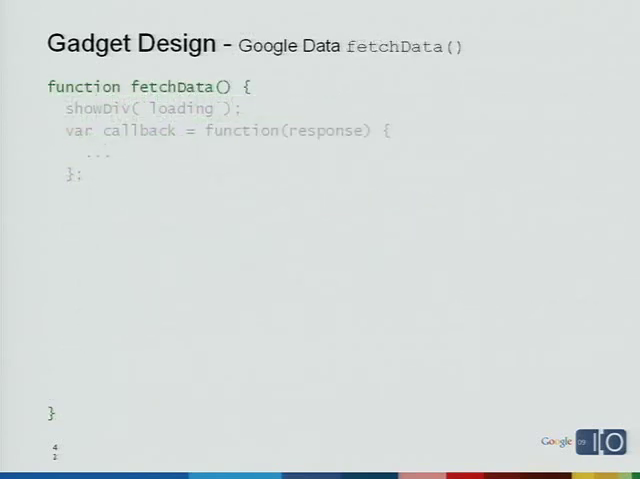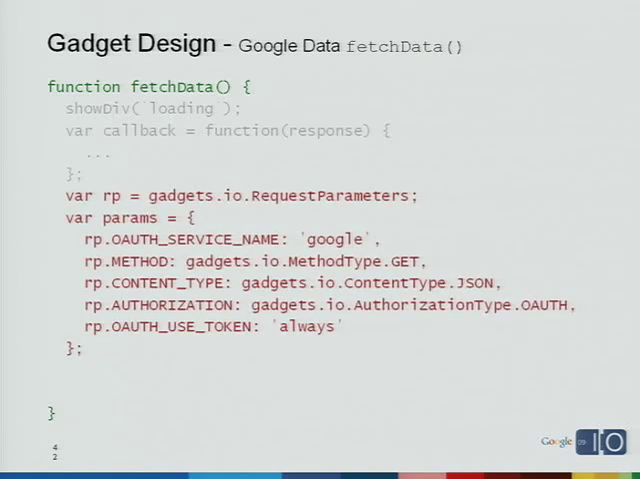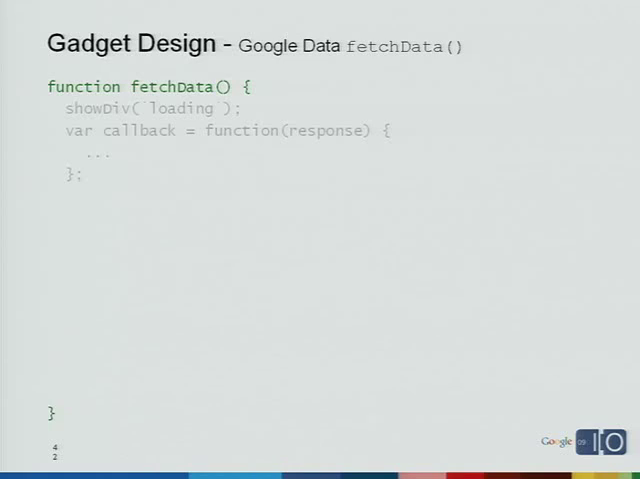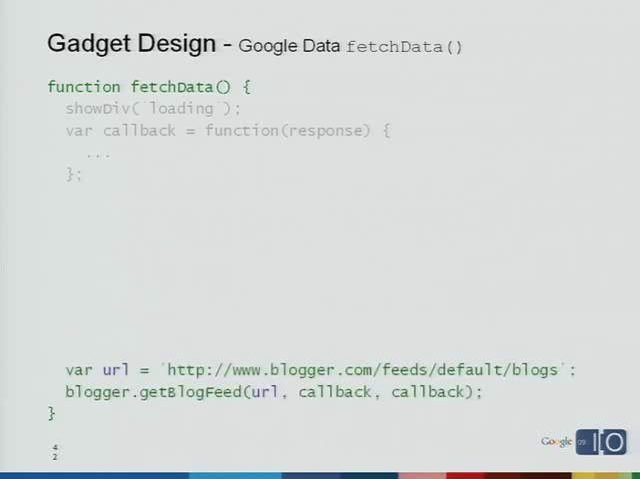Okay. So we have the same fetch data we had in OpenSocial. We're showing the divs. We're having the same callback function to create the OAuth approval URL and the pop-up. We had the gadget's I/O request parameters before in OpenSocial. We can actually just get rid of all of those, and instead just make the call directly to the feed we're talking to. The feed's default blogs. We're getting the list of blogs.